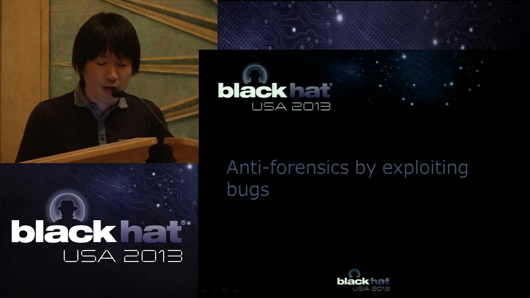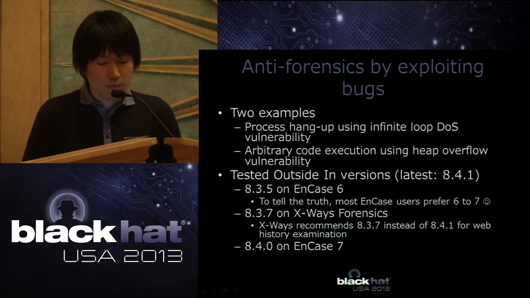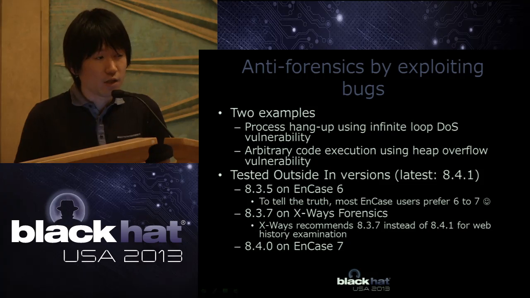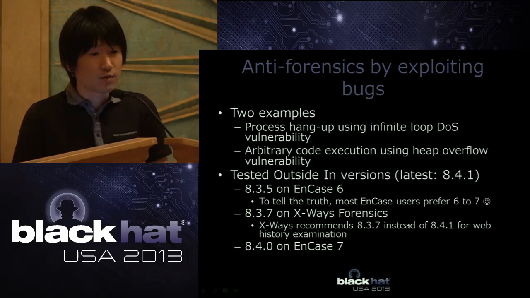Next, I analyzed the two files generated by the fuzzer in more detail to identify the kinds of vulnerability and exploit them. As a result of the analysis, I introduce two examples of anti-forensics. They are process hang-up using an infinite loop DoS vulnerability and arbitrary code execution using a heap overflow vulnerability. I tested them on two forensic tools, EnCase and X-Ways Forensics. The latest version of Outside In is 8.4.1, but both tools still use or recommend the old version.